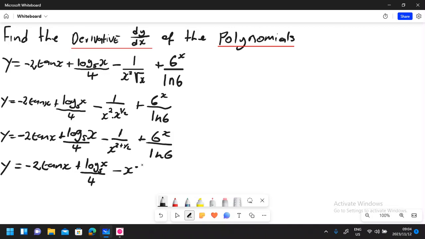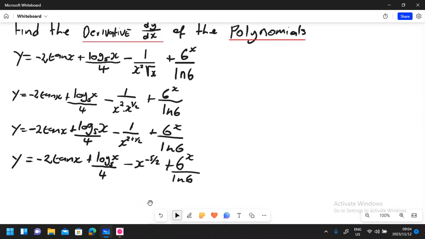You see, trying to skip the steps here can sometimes be challenging. Negative, let me just write it here, negative 5 over 2, that is our exponent, plus, and then 6 to the power of x over natural log 6. Now when it's like this, we are able to solve this problem, guys.